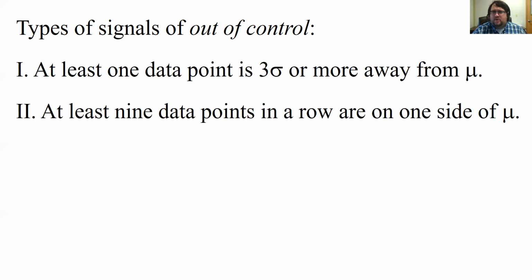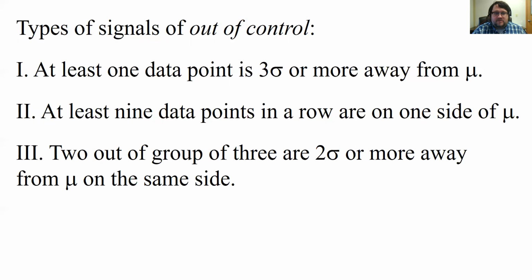The second way to know if something's out of control is you get 9 data points in a row on one side of the mean. Again, you should be kind of zigzagging around the mean. You might go a little more one way, and then the other. But if it's consistently on one side, maybe your mean is wrong, or maybe something changed. That's why we would say it's out of control.